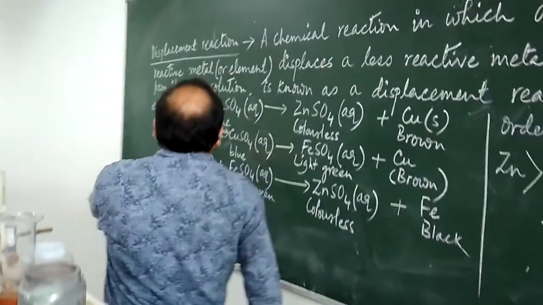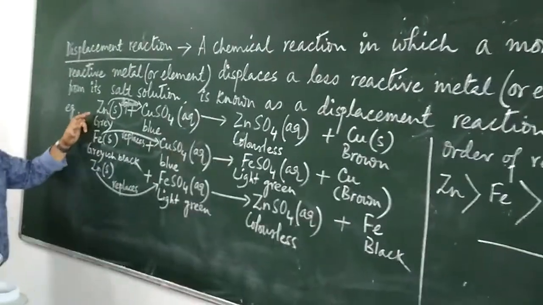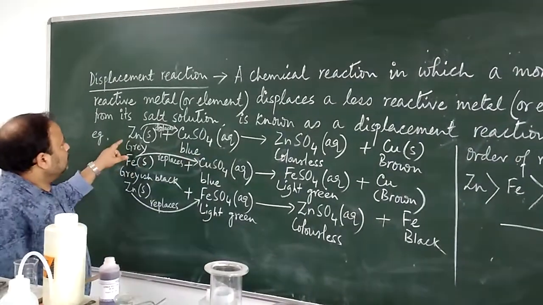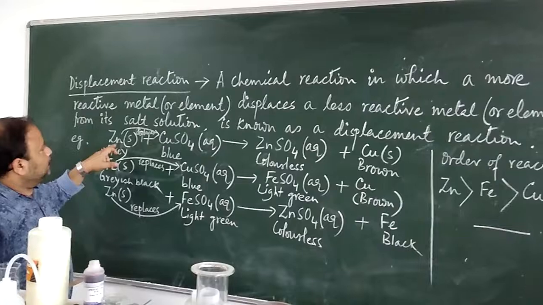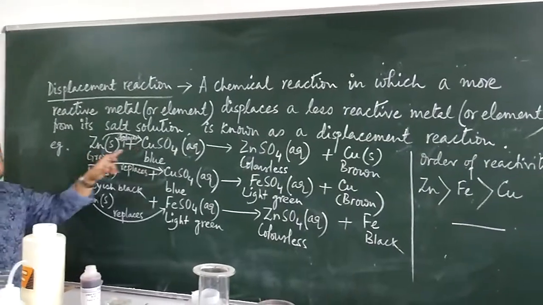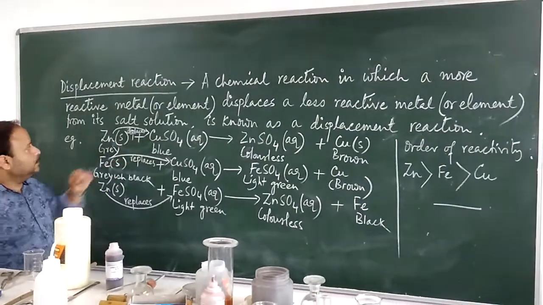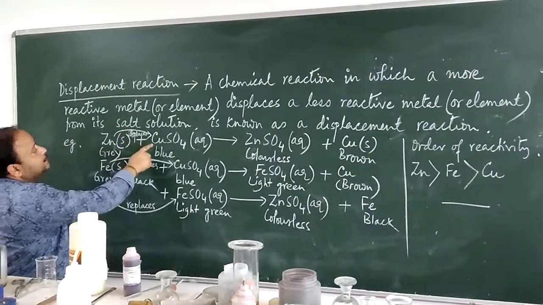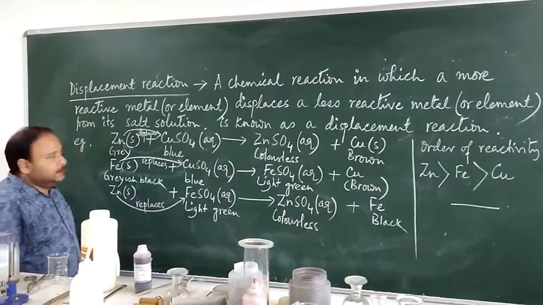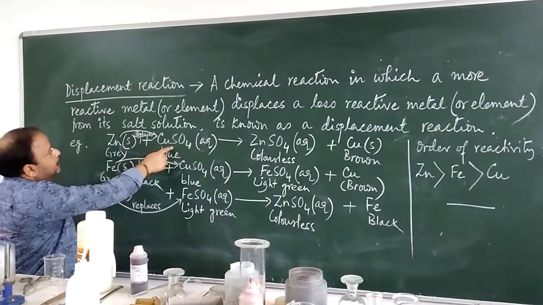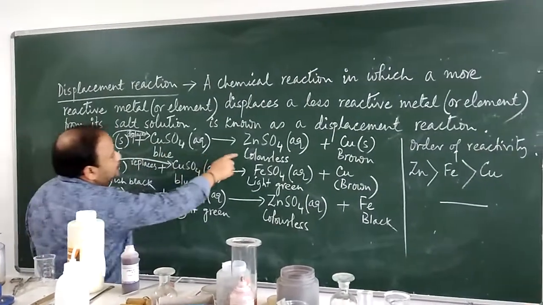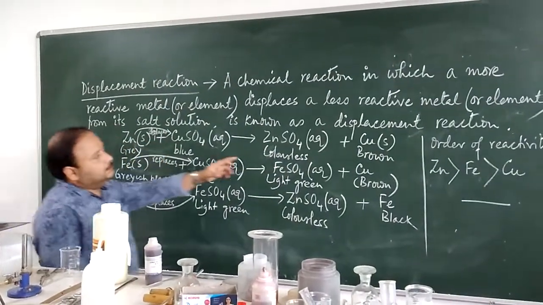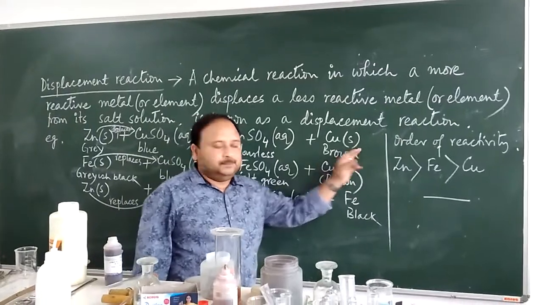Here what happens, you see the reaction, first reaction, in the first reaction what we have taken blue copper sulfate solution in a test tube, there we have added zinc. Zinc is a more reactive metal than copper. Then what it does, it displaces or replaces copper from copper sulfate solution. It takes the place of copper and it gets converted to zinc sulfate, and the copper which was displaced by zinc, that comes out during the reaction.